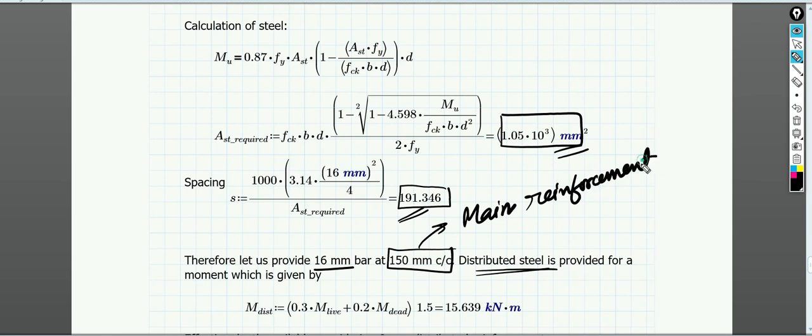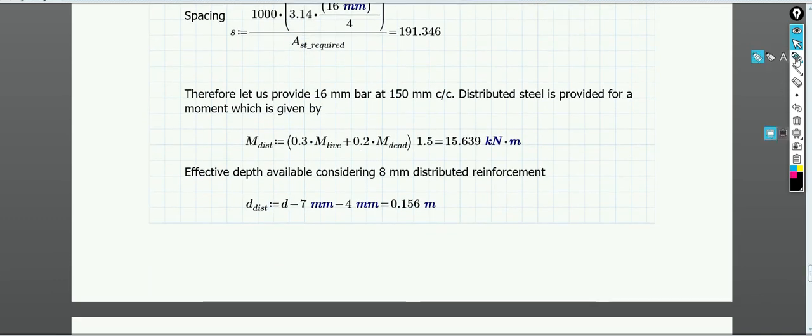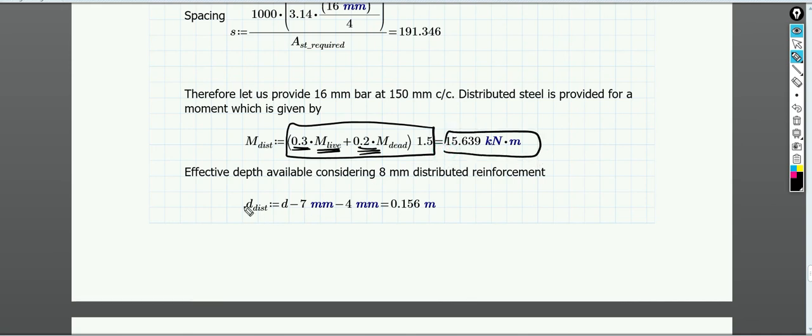And now what about the distribution reinforcement? The distribution reinforcement is provided by calculating the distributing moment. The distributing moment is calculated by this equation, which is 0.3 times the live load and 0.2 times the dead load, which is again multiplied with the partial safety factor, which comes out to 15.639. And the effective depth available, considering 8 mm distribution bar.